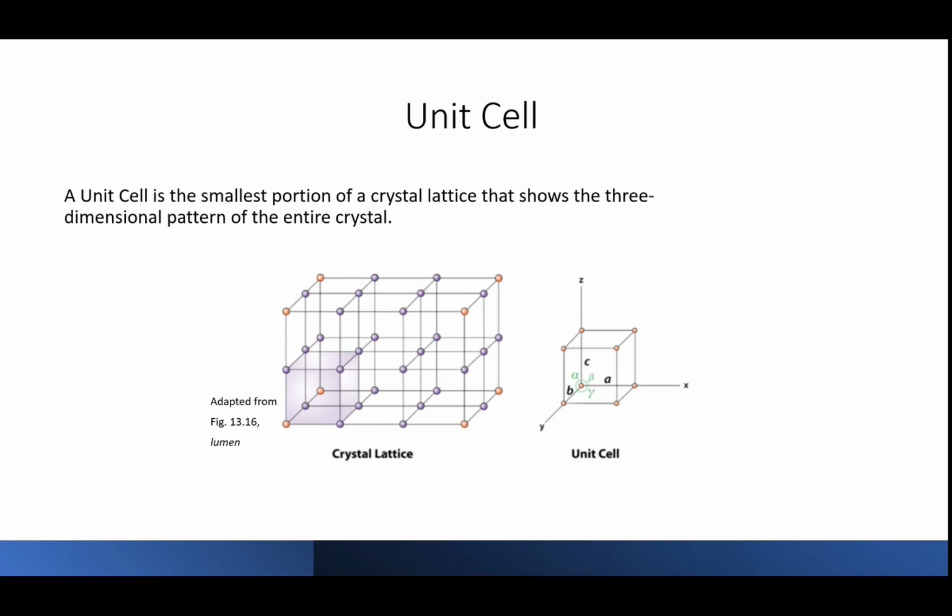A unit cell is the smallest portion of a crystal lattice that shows the three-dimensional pattern of the entire crystal. Unit cells are typically stacked onto each other as shown in the diagram below to develop what is known as the crystal lattice structure. So as you can see here, this is the unit cell. More iterations stacked onto each other will produce this crystal lattice.